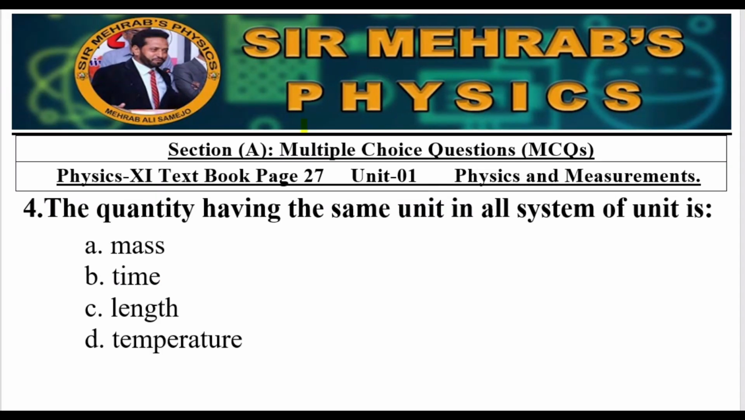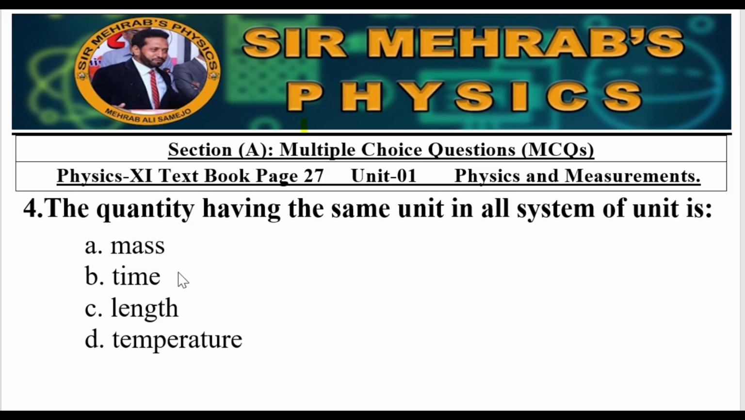Dear students, now the question number 4. The quantity having the same unit in all systems of units is, so take mass: it has the kilogram in the SI system, its unit is the gram in the CGS system, and its unit is the pound in the FPS system. So mass has different units in different systems.